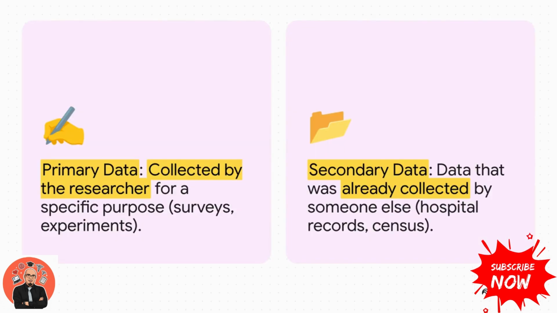So where does all this life-saving data even come from? Well, it mostly comes from two places. You've got primary data, which is when researchers go out and collect it themselves for one specific project, like a clinical trial. And then you have secondary data, which is data that's already out there, like hospital records or census data that we can reanalyze to find new insights.